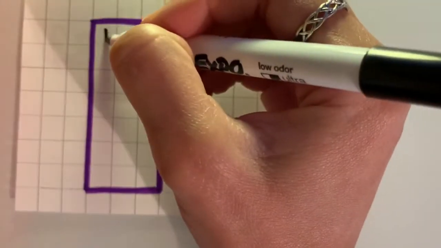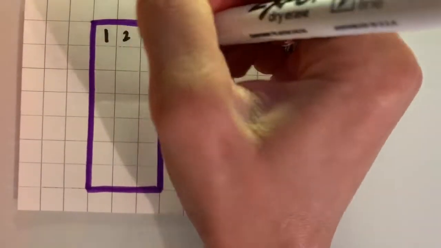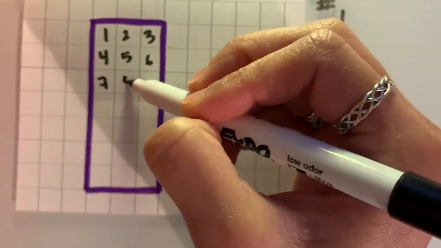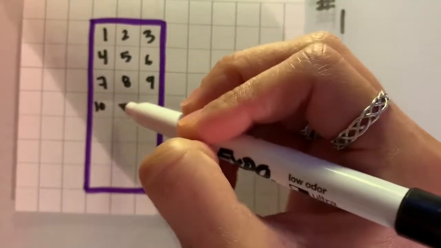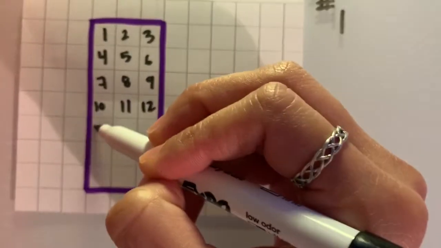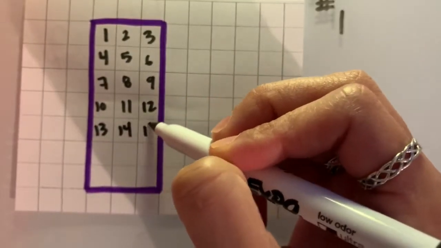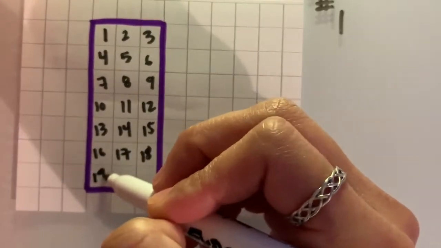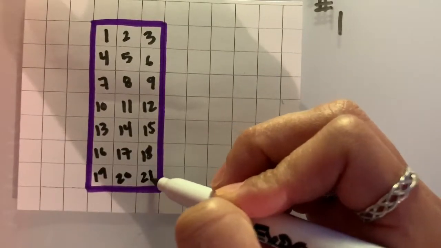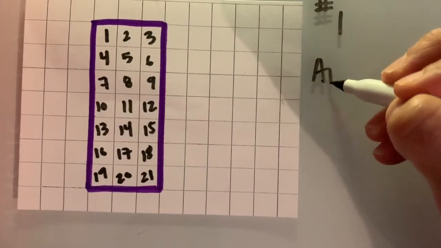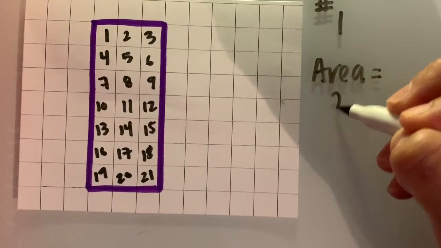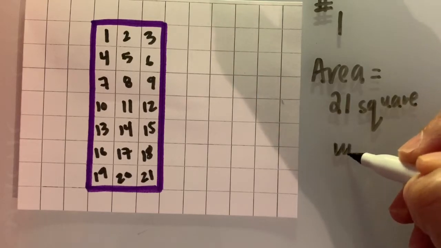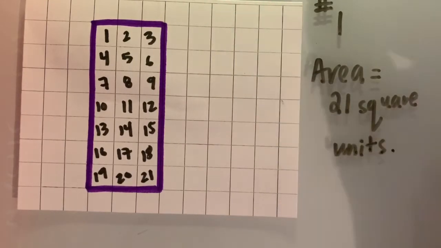So let's count 1, 2, 3, 4, 5, 6, 7, 8, 9, 10, 11, 12, 13, 14, 15, 16, 17, 18, 19, 20, and 21. That means that our area is 21 square units. Don't forget to label our answer.